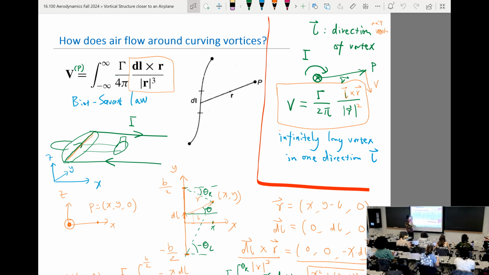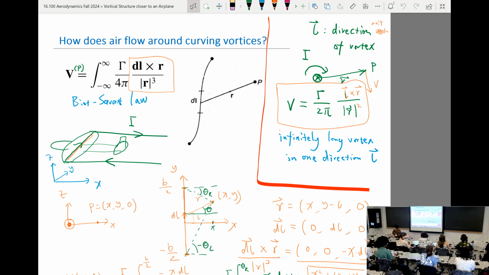If you look at the electromagnetics, you're going to see something very similar about the magnetic field, for example, induced by a current. This is basically the same equation. But today we're just going to discuss fluid mechanics.